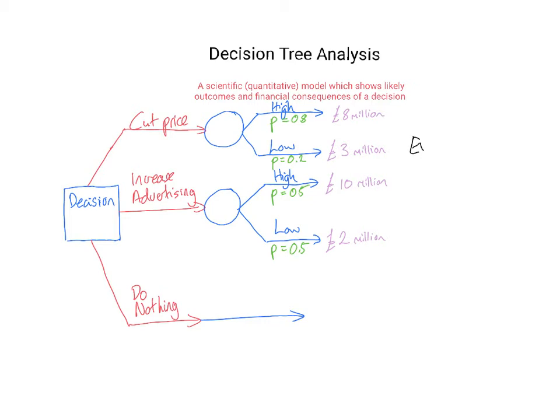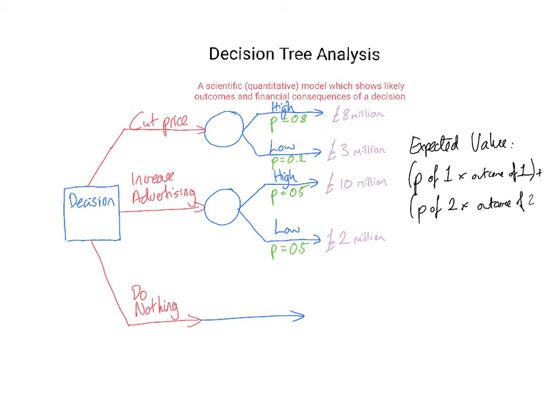To calculate the expected value, what I need to do is a relatively straightforward calculation, which is I need to multiply the probability of outcome 1 by the outcome of option 1. And then I need to add on to that the probability of outcome 2 multiplied by the financial outcome of 2, and so on and so on. And I would do this for every arm that came off a circle node.